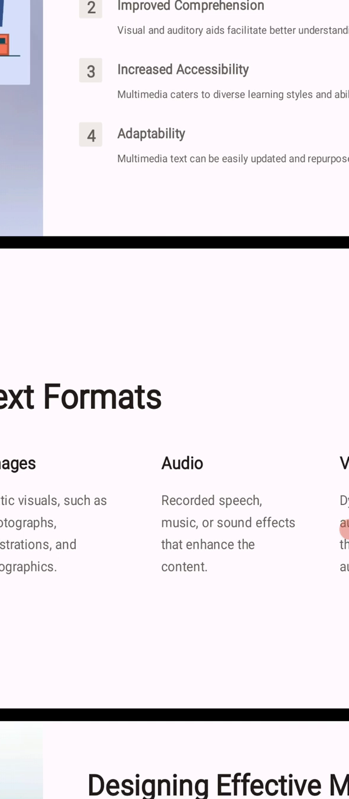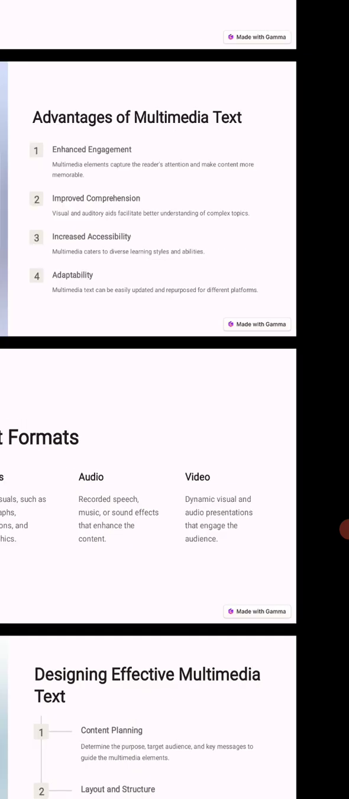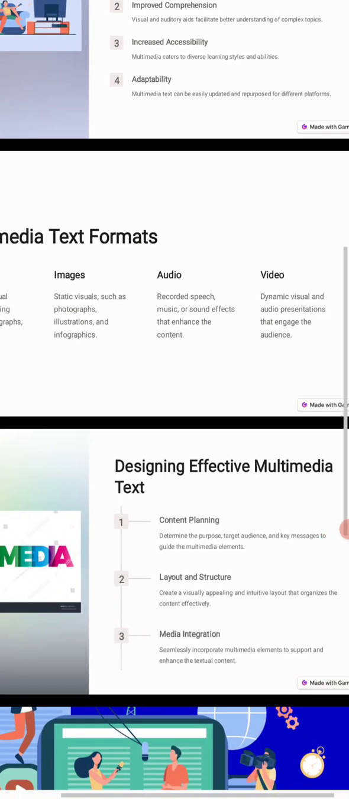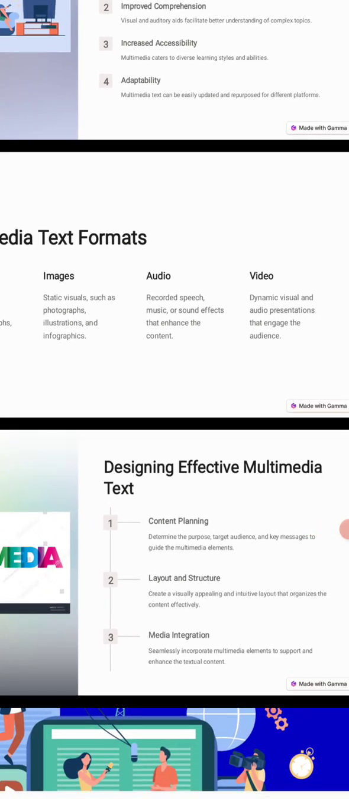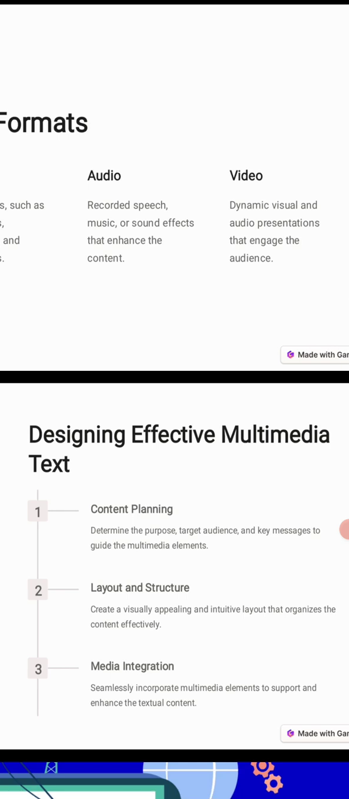Then the voice signal, that is audio, that is recorded speech. If you want to hear any music or sound effect, it is included in the content. Then video, that is dynamic visual and audio presentation that actually engages through animations. So these are the various media text formats which are included in the multimedia. Now coming to the next topic, that is designing effective multimedia text.